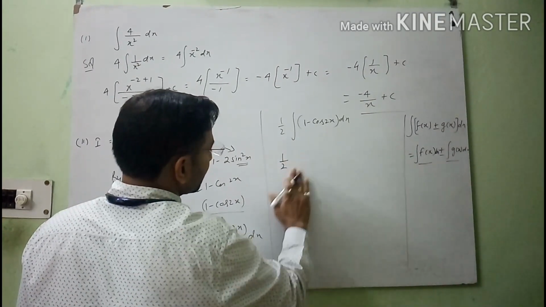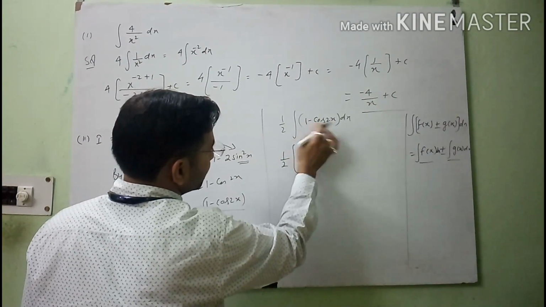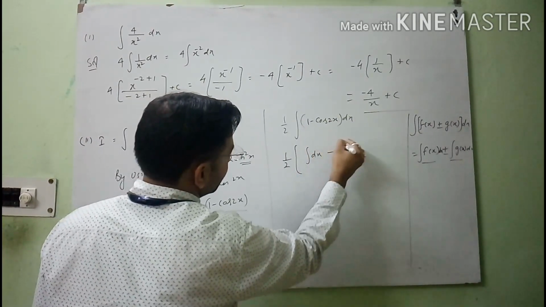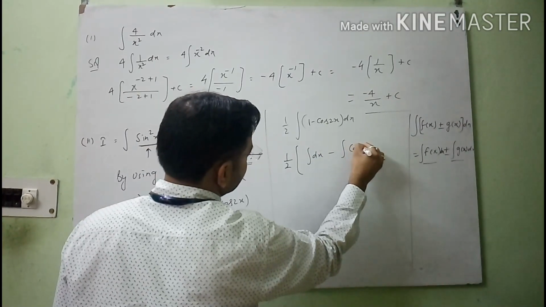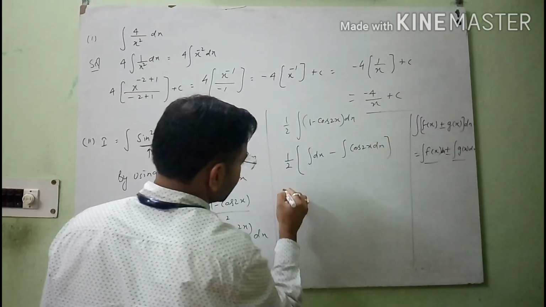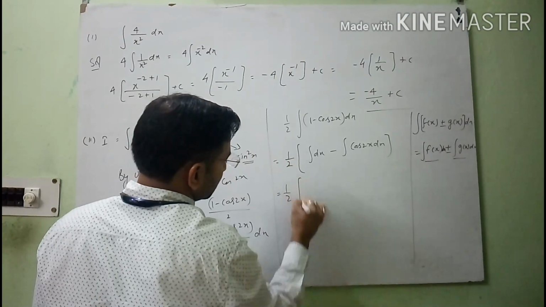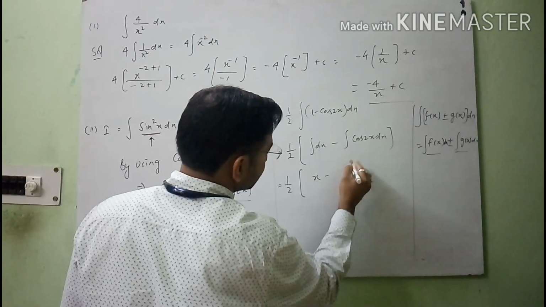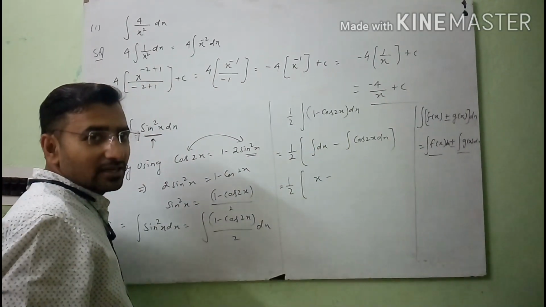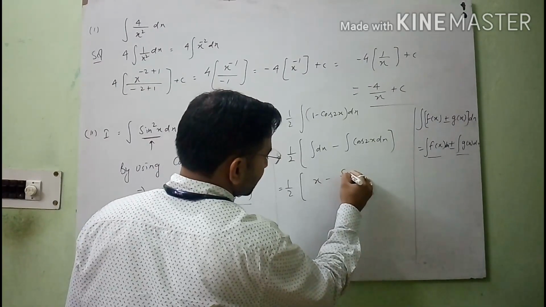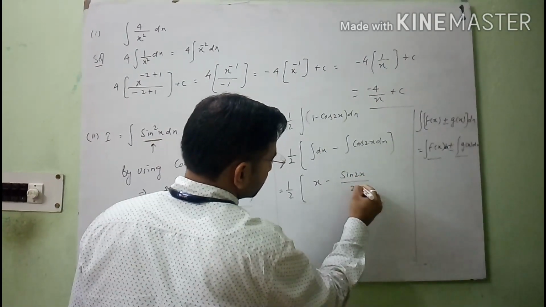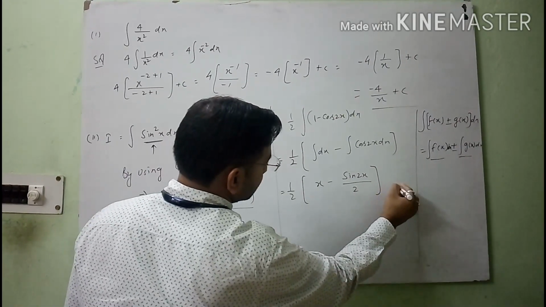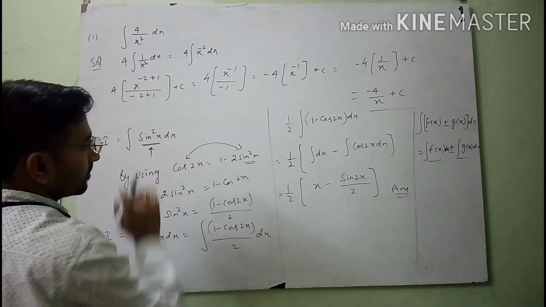First, 1 upon 2 you can take common, and you can split the function here. So 1 into dx means dx, minus cos 2x dx. After that, this 1 over 2. See, integration of dx is x, minus cos 2x. You know that the integration of cos x is sin x. So I will write here the integration of cos 2x as sin 2x over 2. Clear, student? So this is our answer for the given problem.